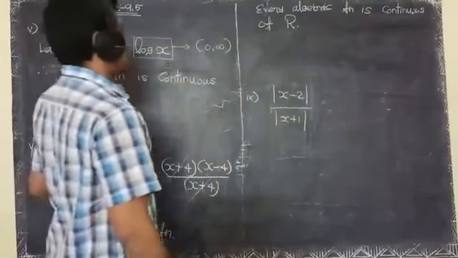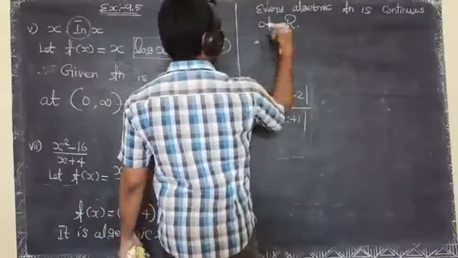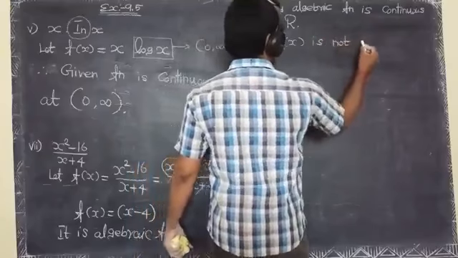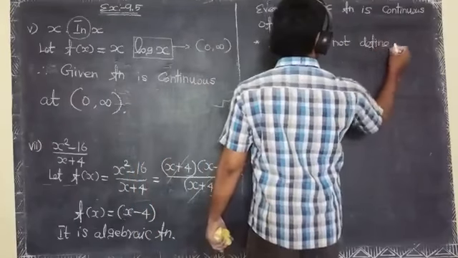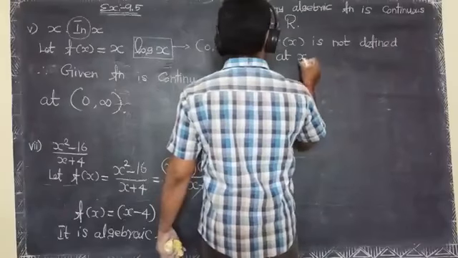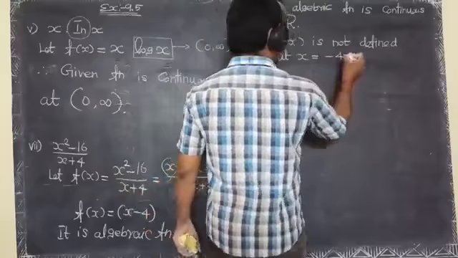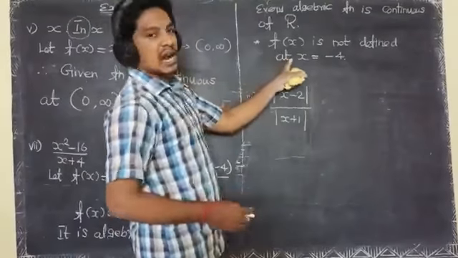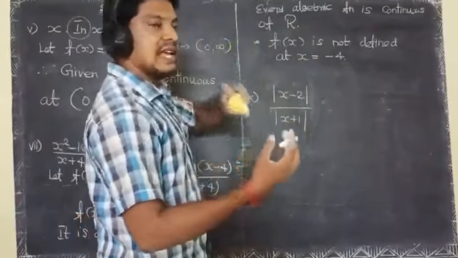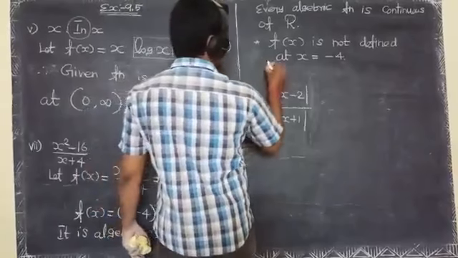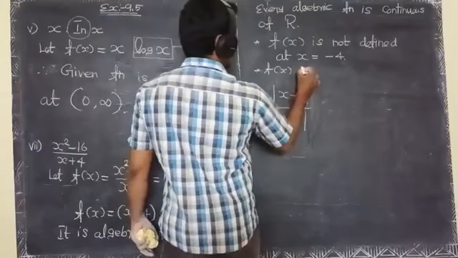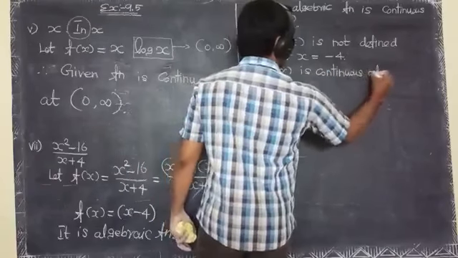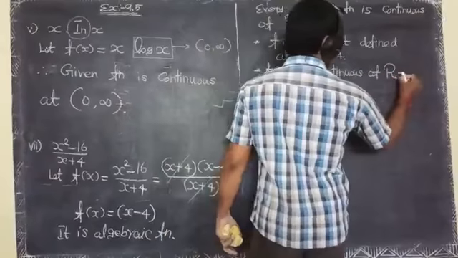Suppose the given function is not defined at one point: f of x is not defined at x equal to minus 4. In other words, f of x is discontinuous at x equal to minus 4. We can say in another form, the given function f of x is continuous on capital R, that is real numbers, except minus 4.